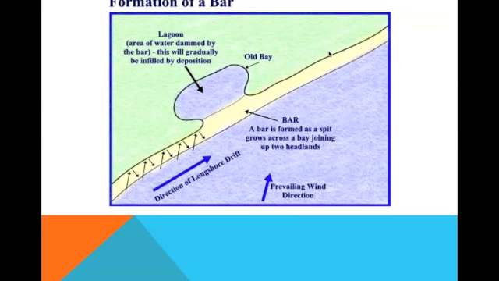Okay, the formation of a bar. What happens is you've got, again, direction of longshore drift because of the prevailing wind direction. And then a bar, so here you've got your two headlands and a lagoon. Well, the lagoon is not a lagoon yet, but it's a bay. And then the longshore drift keeps happening like this. And then a bar is formed as a spit grows across a bay and joins up two headlands. So it effectively blocks these two headlands. And that, my friends, creates a lagoon, which, like I said before, is an area of water dammed by the bar. And it will gradually be filled up by deposition.